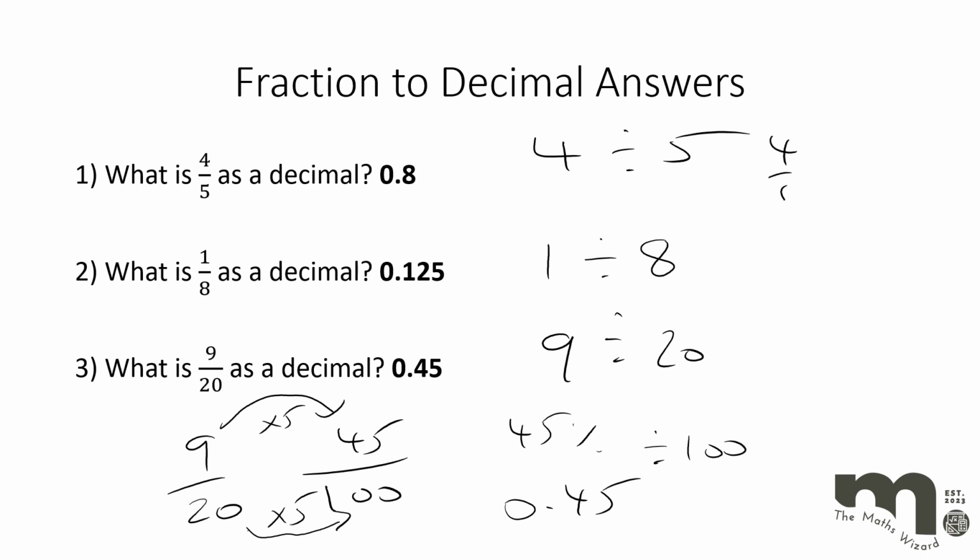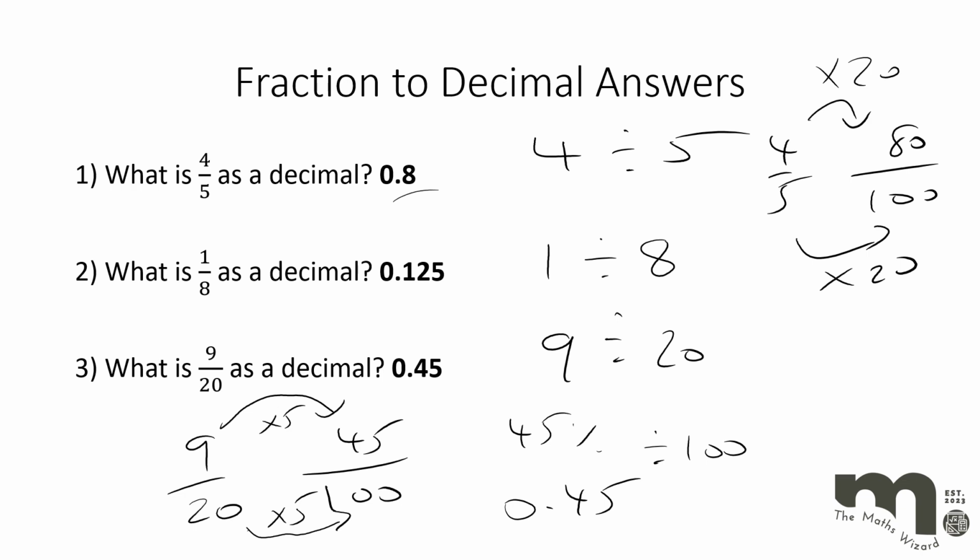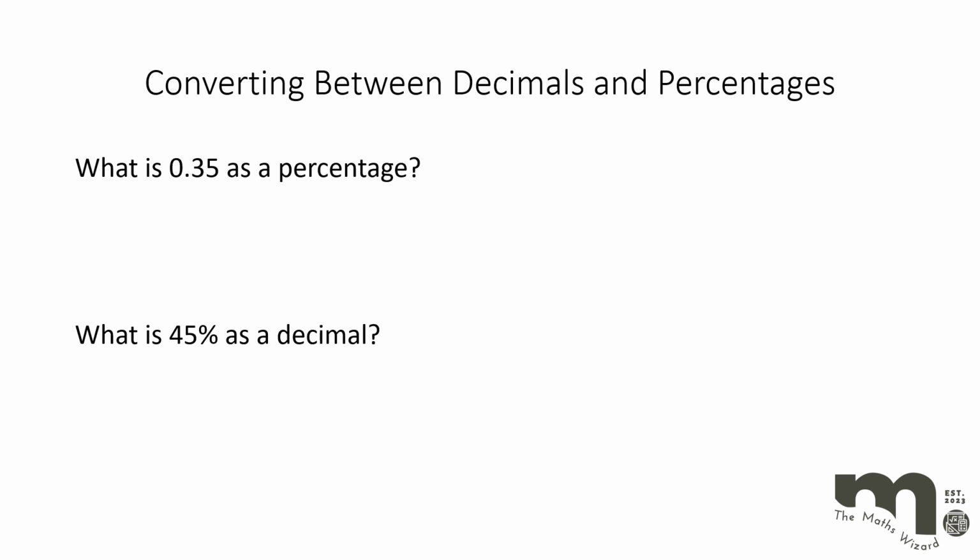So if you did it with question 1, 5 goes into 100 20 times, and then you can see on the top 20 times 4 is 80. So we've got 80 over 100, which is 80%, and 0.8. So that's another way of doing it with some of them, if you do prefer to do it that way. But the standard way is top divided by bottom. Okay. So that brings us on nicely to converting between decimals and percentages.